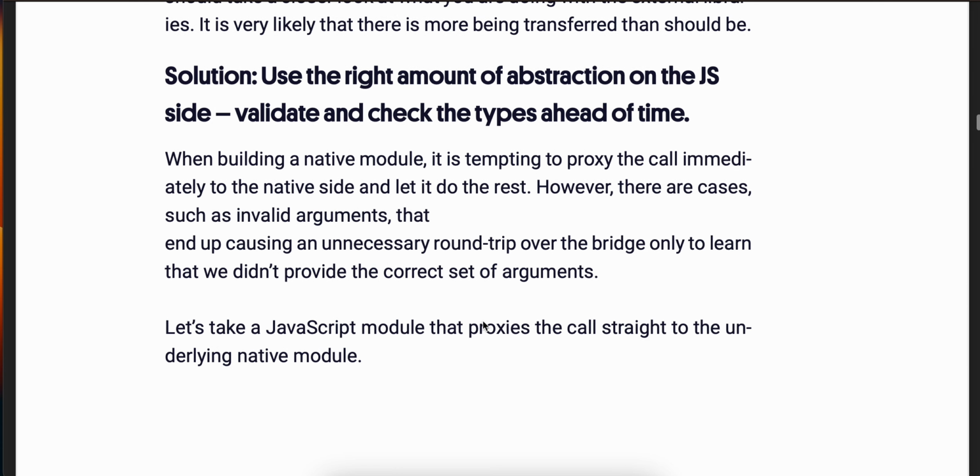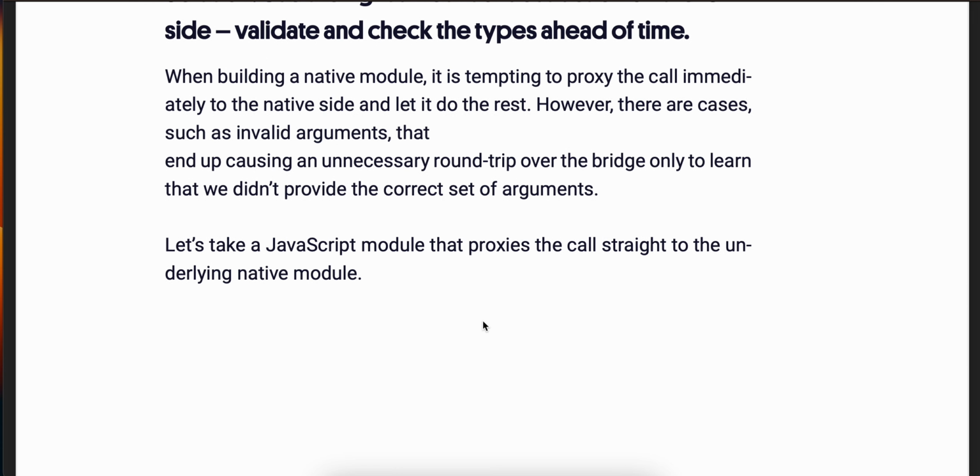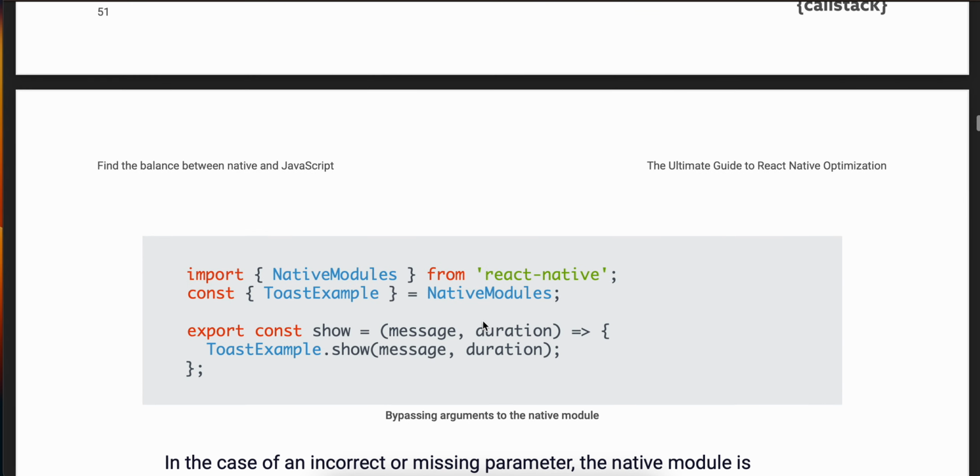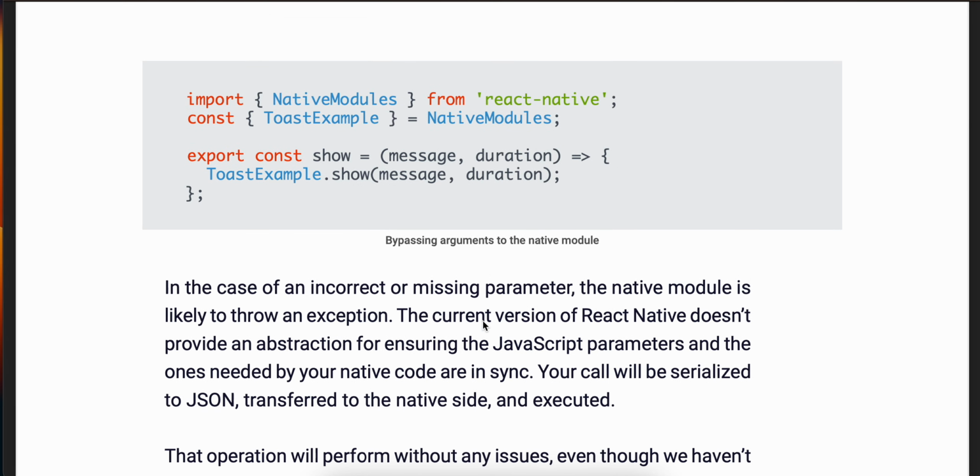Let's take a JavaScript module that proxies the call straight into the underlying native module. In the case of an incorrect or missing parameter, the native module is likely to throw an exception. The current version of React Native doesn't provide an abstraction for ensuring the JavaScript parameters and the ones needed by your native code are in sync.